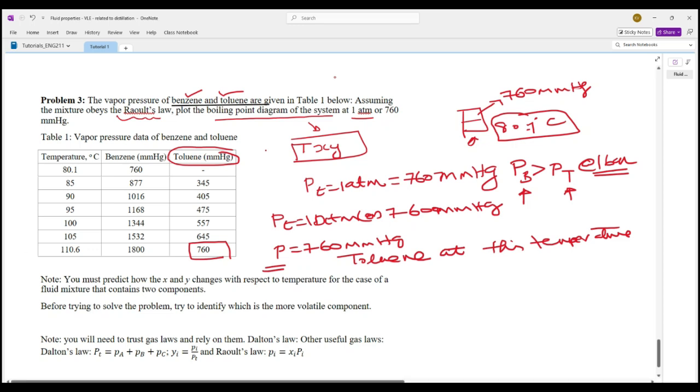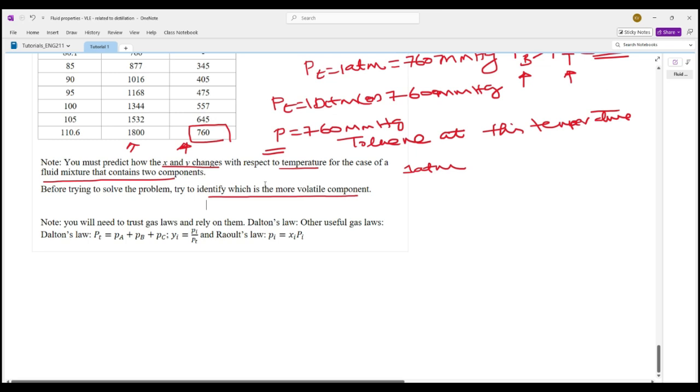So we have vapor pressure for the pure components, and now we have to predict how X and Y change with respect to temperature at constant pressure, which is 1 atmosphere. This contains a fluid mixture of two components, benzene and toluene. I asked you to identify which is the more volatile component; this is something we already did. This is just a note for you: you may not see this in the final exam if you get problems similar to this.